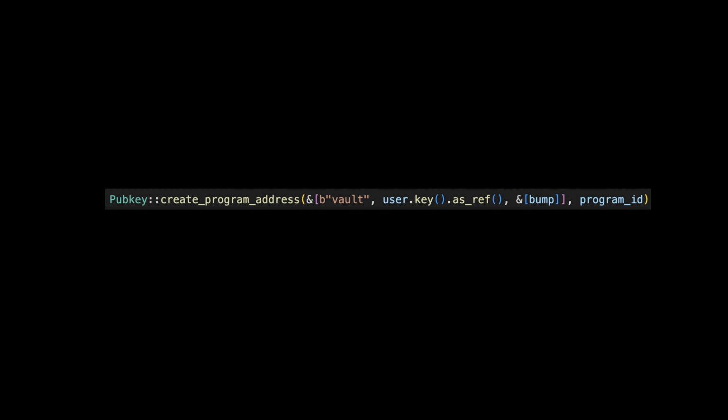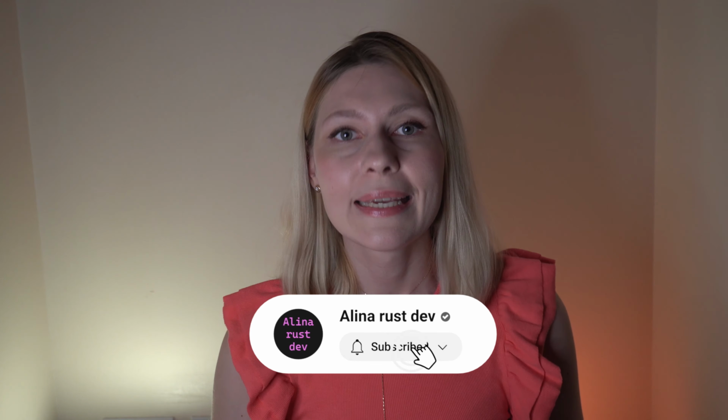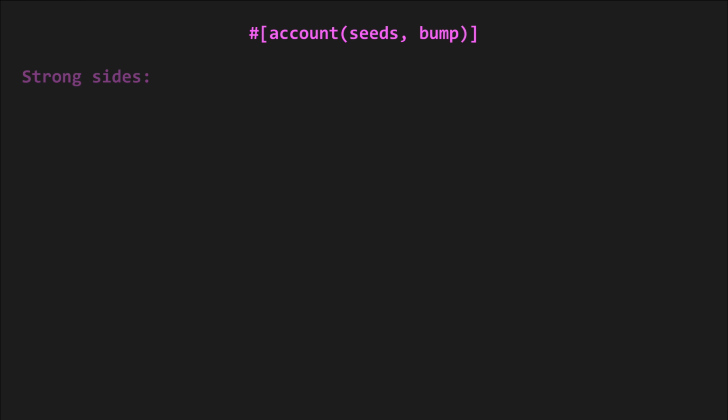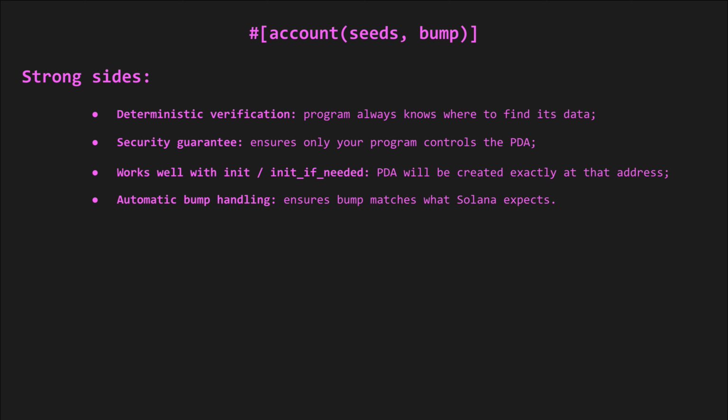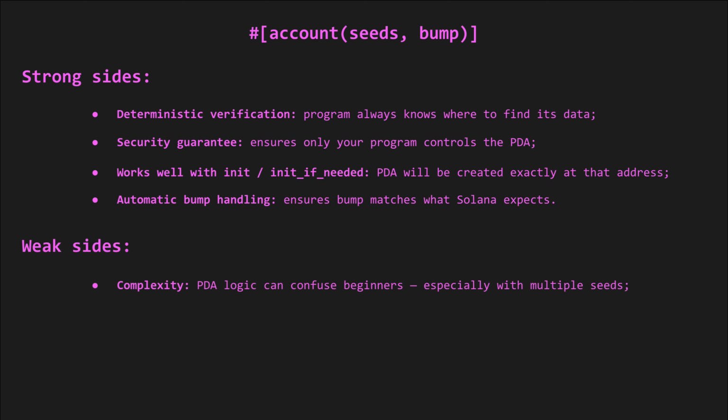And what does it do? It asserts at runtime that the provided account matches the seeds and bump and program ID, prevents spoofing, only accepts the account if it matches the expected PDA derived by your program. Enables program signing for this PDA via invoke signed. The strong sides are deterministic verification, security guarantee, works well with init or init-if-needed, and automatic bump handling. The weak sides are complexity, brittle derivation, requires bump.